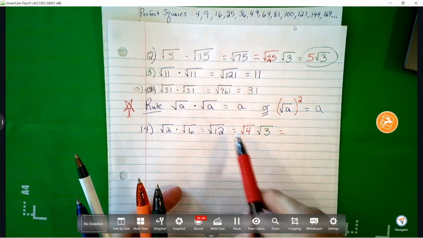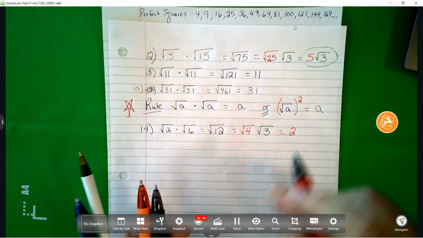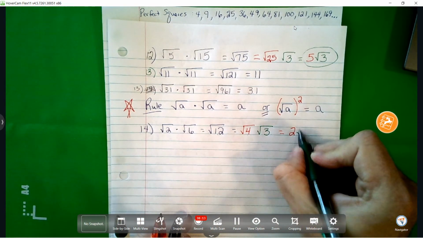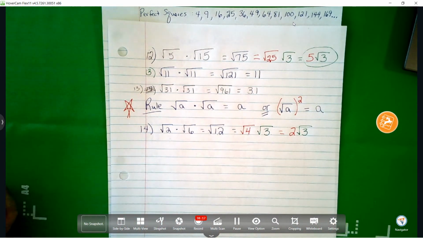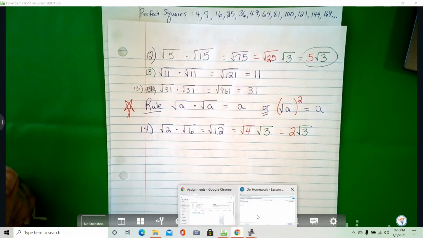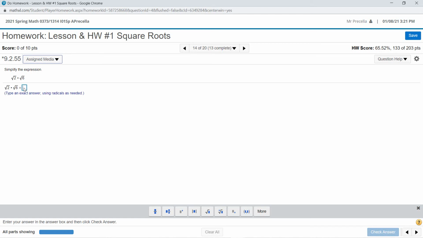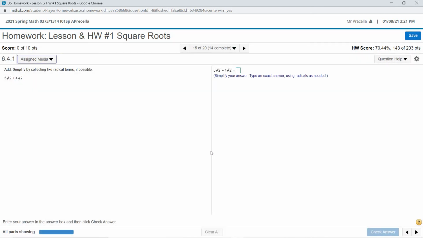So we think of 12 as 4 times 3. The square root of 4 is 2. The square root of 3 is just the square root of 3. Okay. So 2 square root of 3. Check your answer. That was number 14. We're on to number 15.